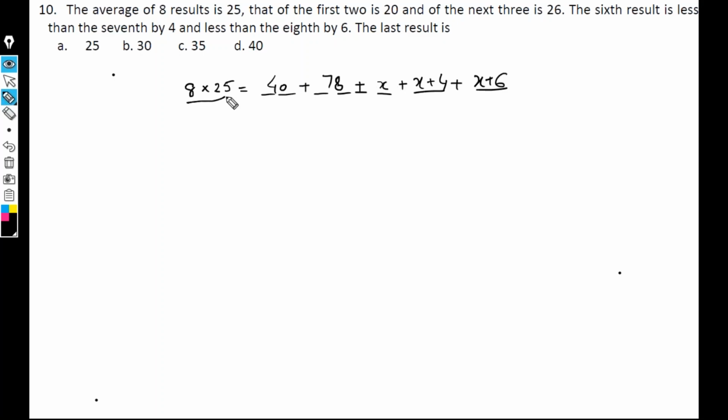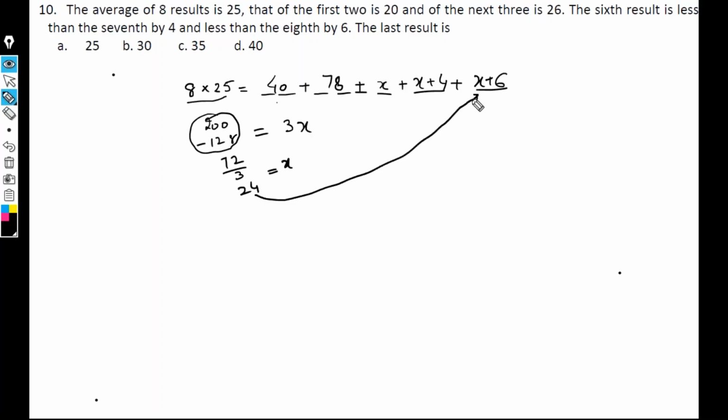So 25 into 8 comes out to be 200. Minus 40 plus 78, which is 118, plus 10, that is 128, which equals 3x. So the difference of these two comes out to be 72. So x comes out to be 72 by 3, which is 24. He was asking for the last result, which is 24 plus 6, that is 30.